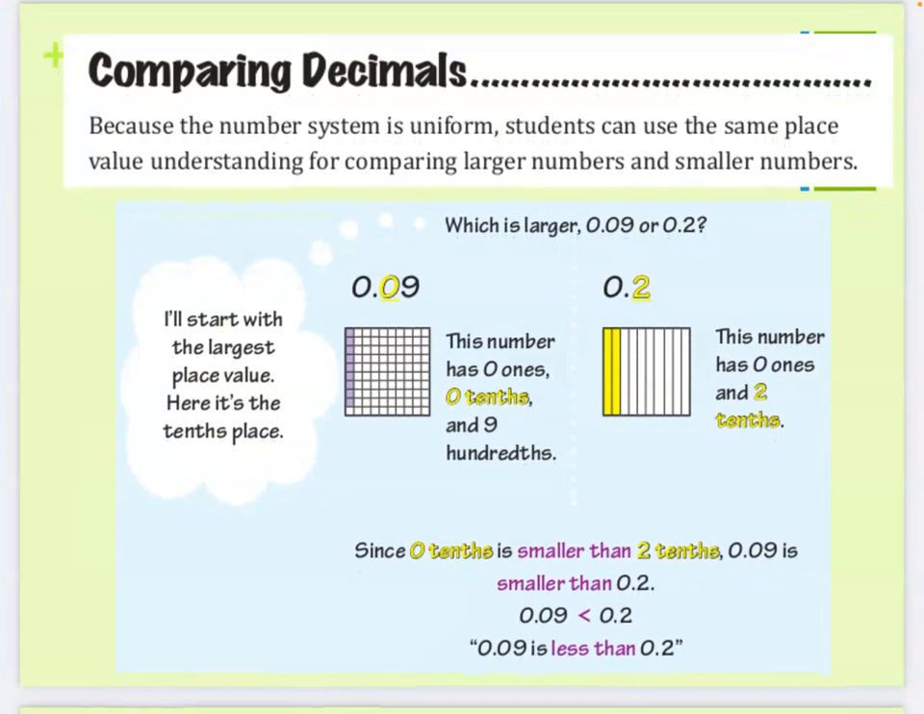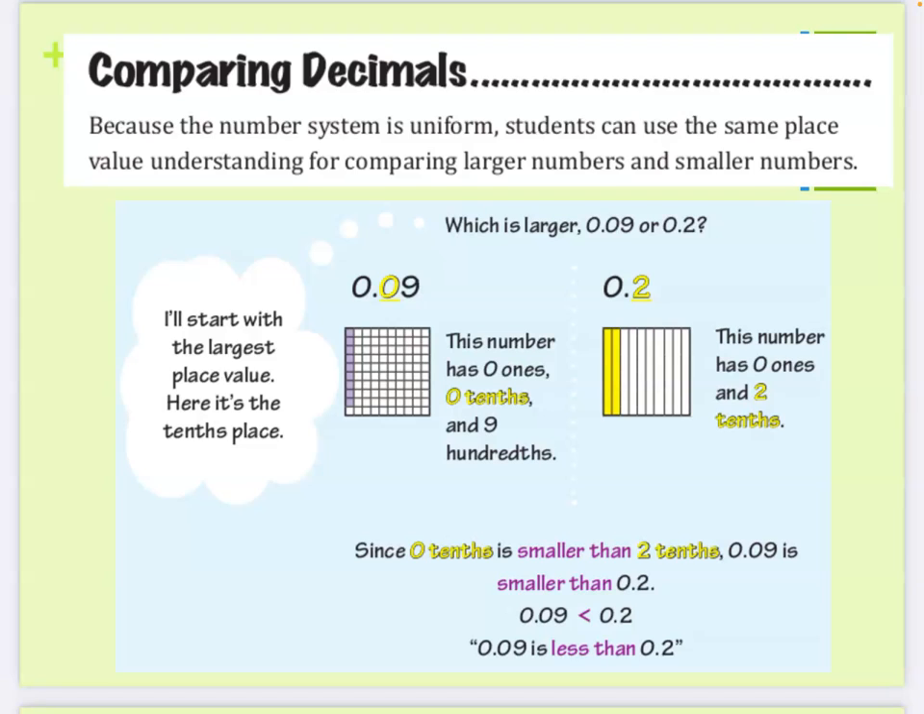When we're comparing, because the number system is uniform, students can use the same place value understanding for comparing larger numbers or smaller numbers. So which is larger, 9/100ths or 2/10ths? I'll start with the largest place value. Here it's the tenths place.